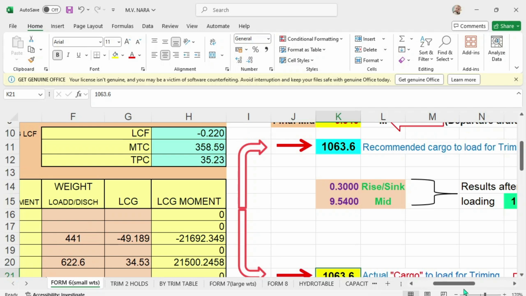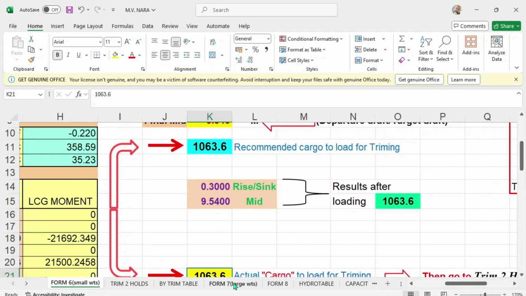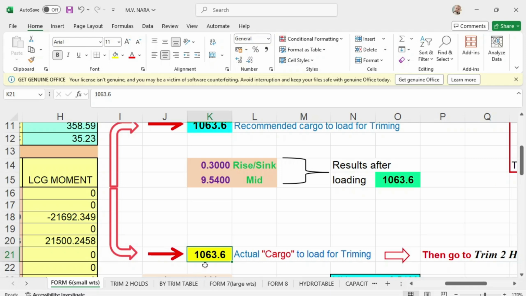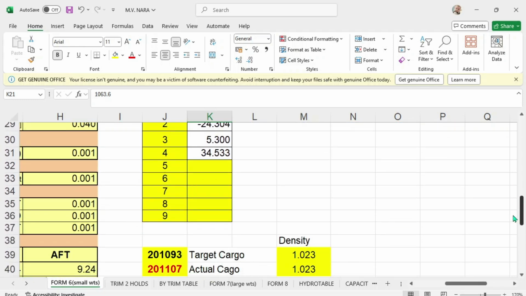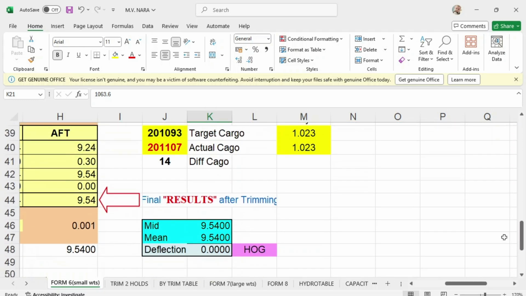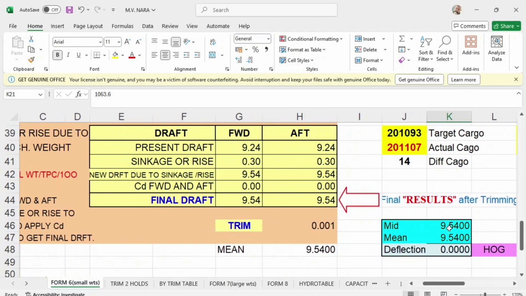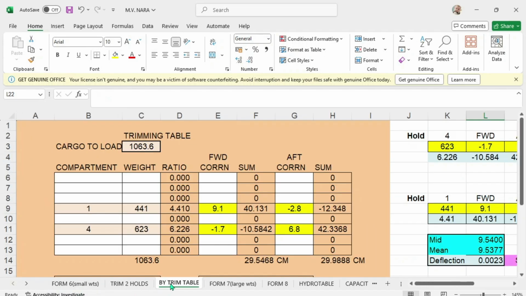Once you loaded this figure of 1060.6, your mid drop will be 9.54, which is this one. And your mean drop is 9.54, so you have a 0 deflection. So we have already done that, then we go to the trim table.